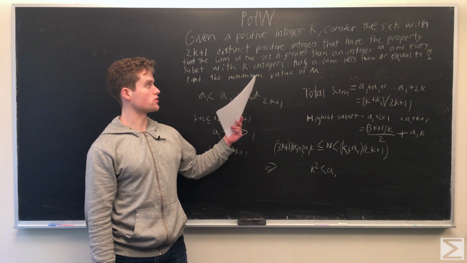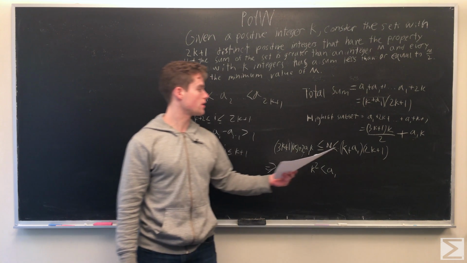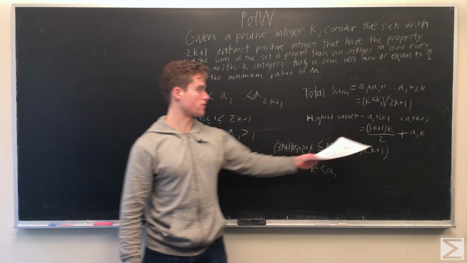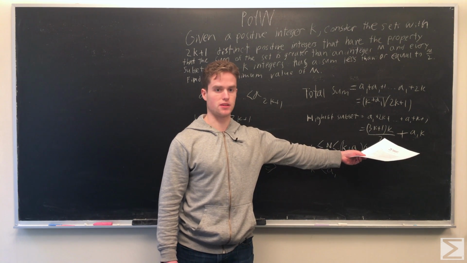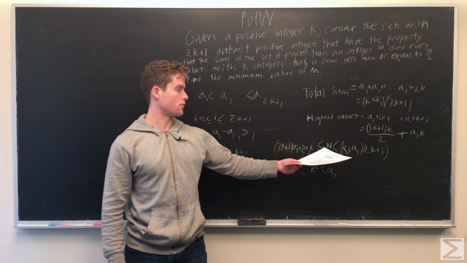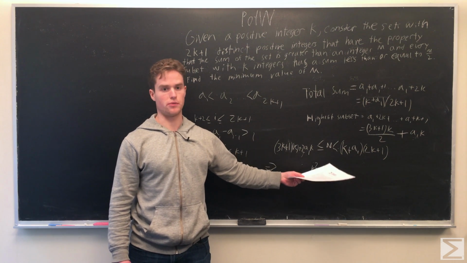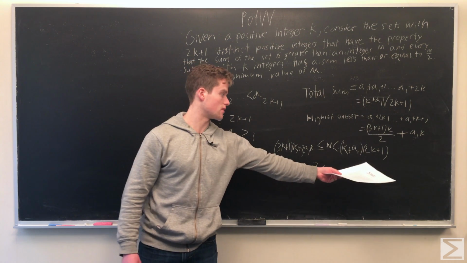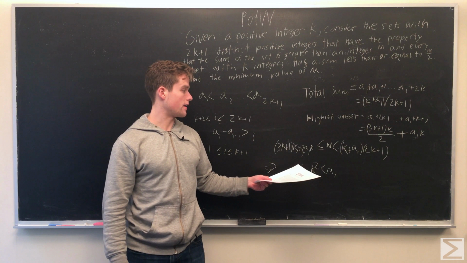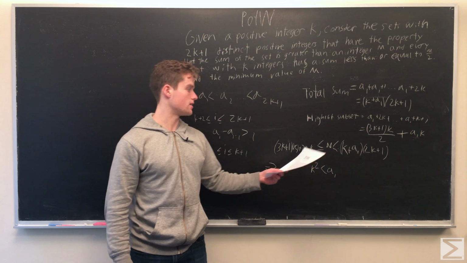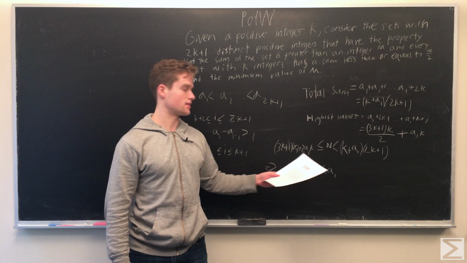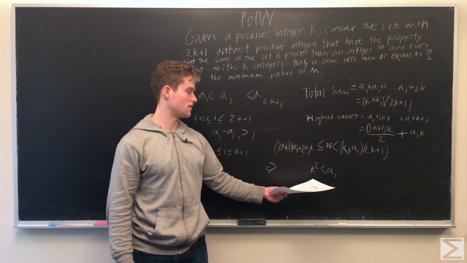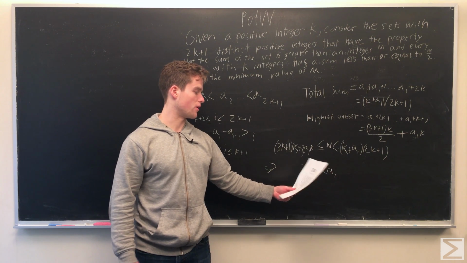And now from our initial properties that the set has, we know m over 2 will be greater than or equal to this value, the highest subset sum, and m will be below the total sum of the integers, which is k plus a1 times 2k plus 1. So combining these two inequalities, we get this inequality right here. And so this inequality implies this left side is less than this right side. And if we do some manipulation, we'll end up with k squared has to be less than a1.